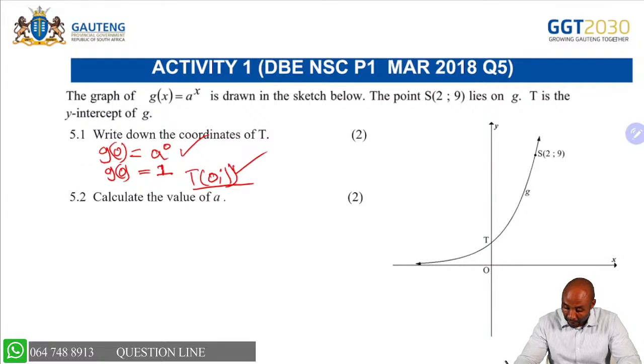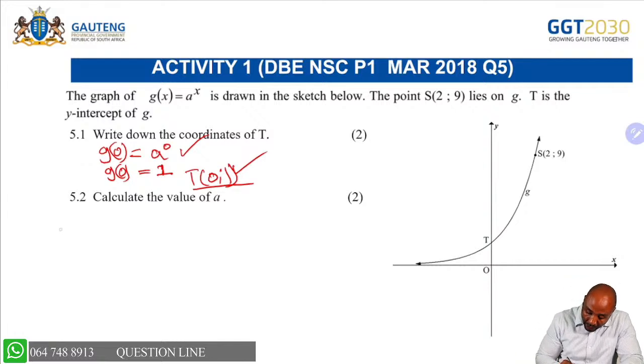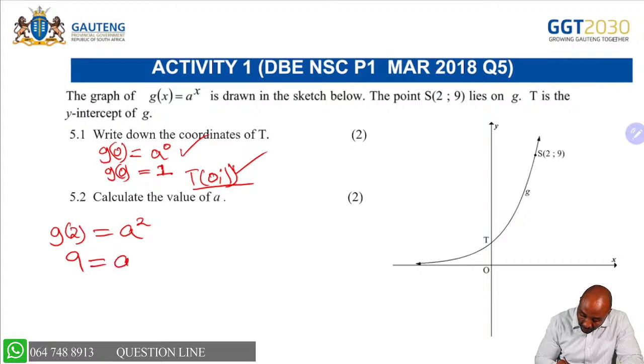Calculate the value of a. To get the value of a, remember we are using our function notation g. In place of x, we are using the coordinates of point S. When our x is 2, it means this will be a to the power 2. And we know that g of 2 is equal to 9, and we'll have a squared. And 9, we know that is 3 squared, is equal to a squared.